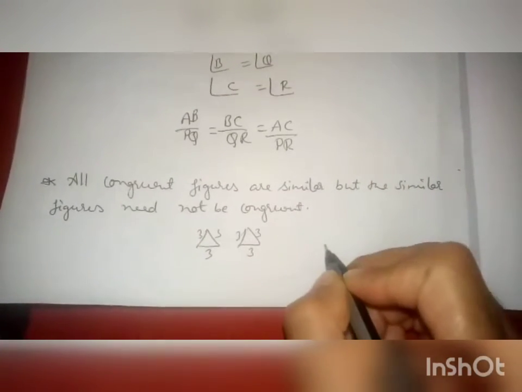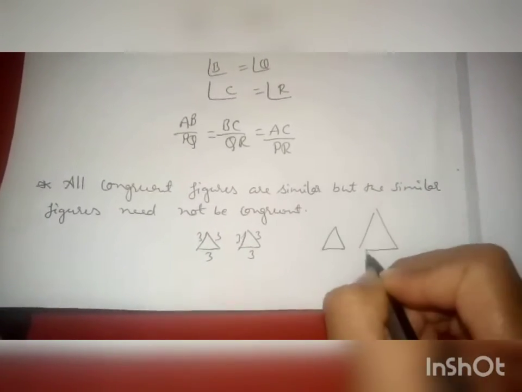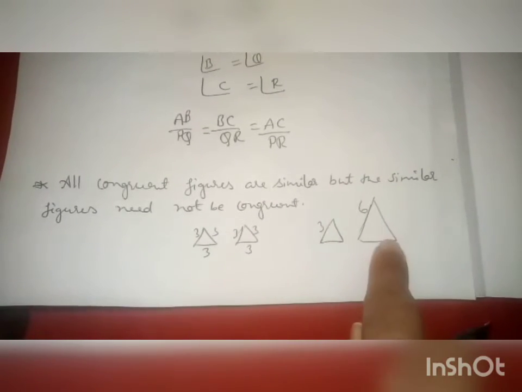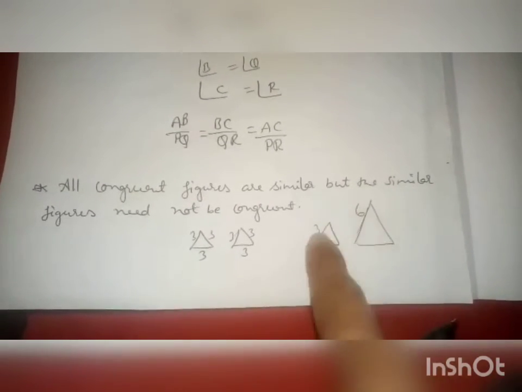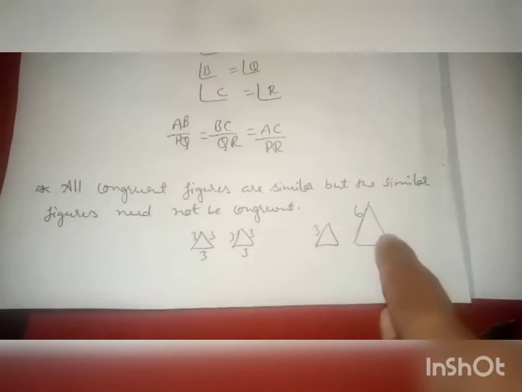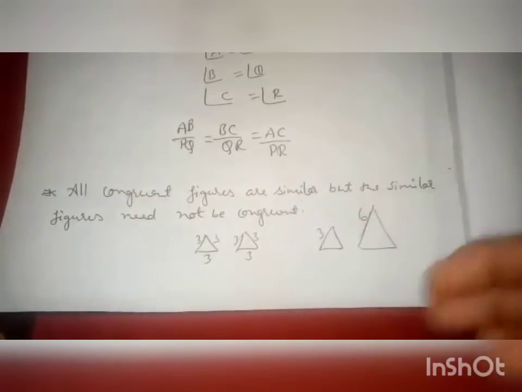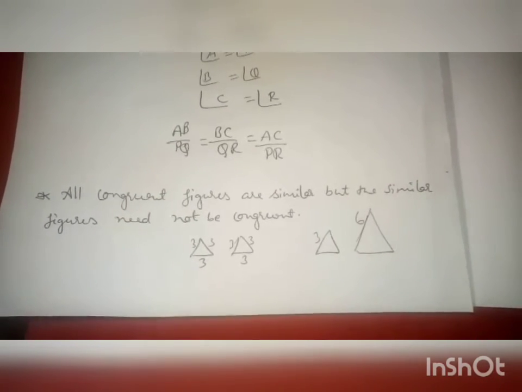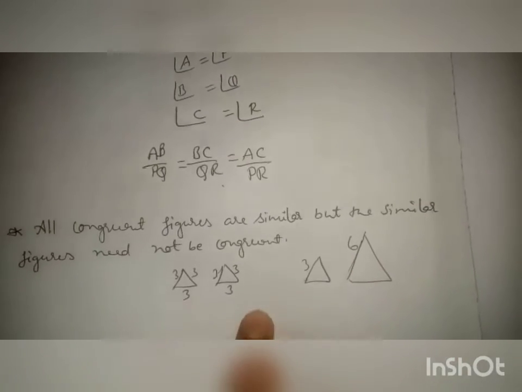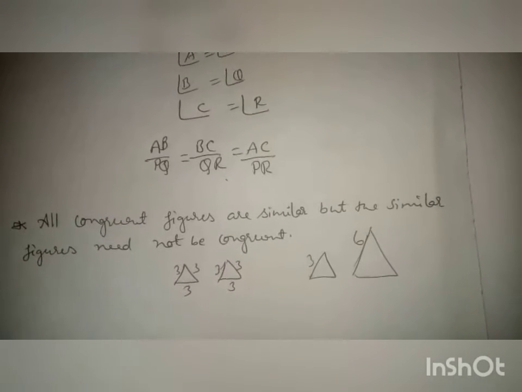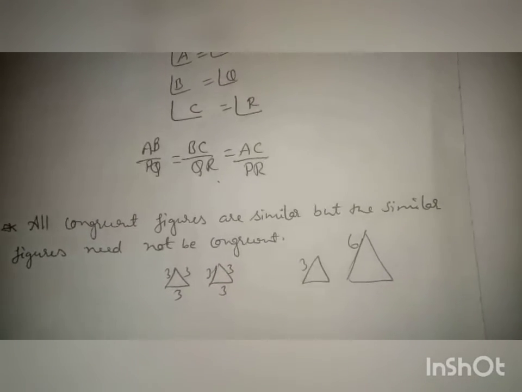See, you can say this and this are also similar, right? This is 3 centimeter, this is 6 centimeter. We can say this is similar because same shape, but measurement is different. This cannot be congruent. So that is why it is said, all congruent figures are similar, but similar figures need not be congruent. So that's all with the introduction. In the next video I'll be teaching theorems.